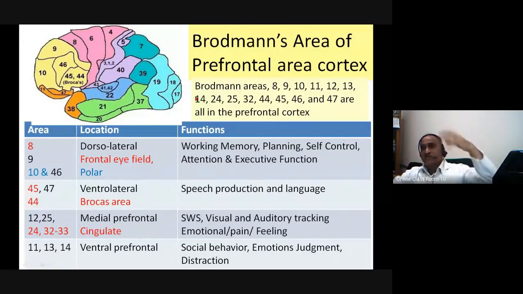That is interior to the cingulate cortex. 32. These are cingulate. 44, 45, 46. Again this area, and 47. These are all concerned with the prefrontal area. You can just see that.